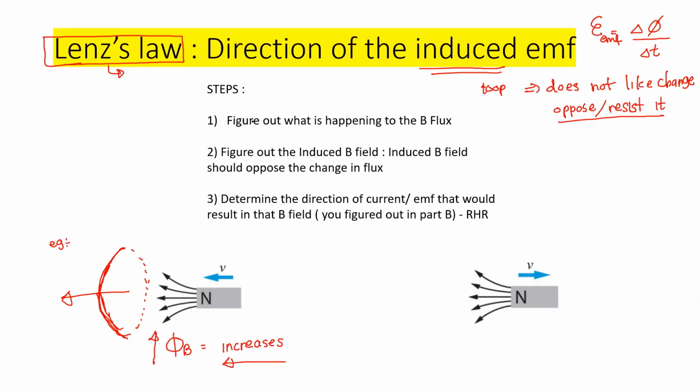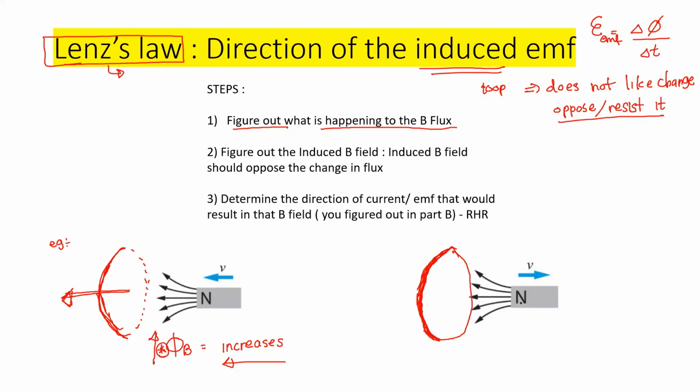So are you okay with the first part? Figuring out what is happening to your magnetic flux. So this was what's happening to this, right? Your magnetic flux was increasing towards the left side. So let's look at this example for now. So still we haven't really figured out the final answer. We are just going through the steps, okay? Okay, now can you tell me what is happening to this one? Is it increasing or decreasing?